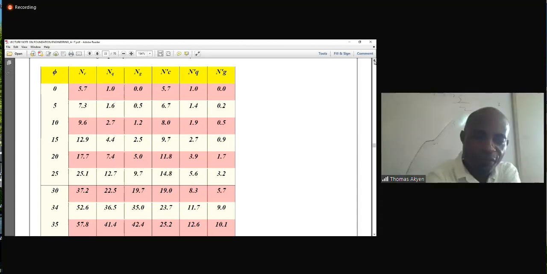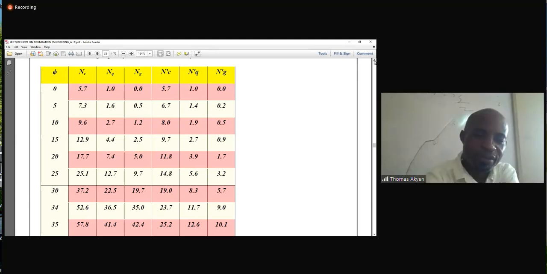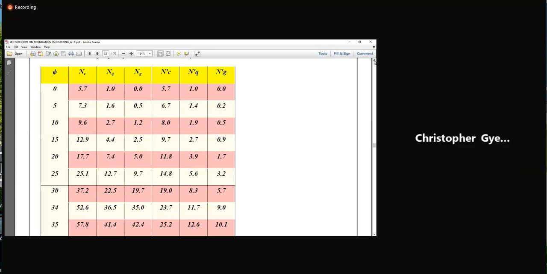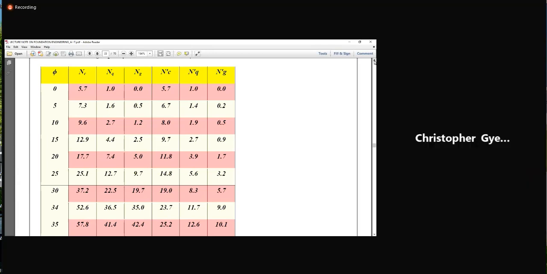When you see the 25, then you go to the horizontal, you go to the column of Nc. For 25, we have 25.1. Then we come to Nq. We have 12.7. Then Ngamma, we have 7. Nc prime, we have 14.8. Yes, you read all these values.